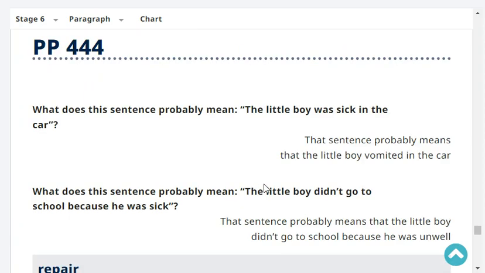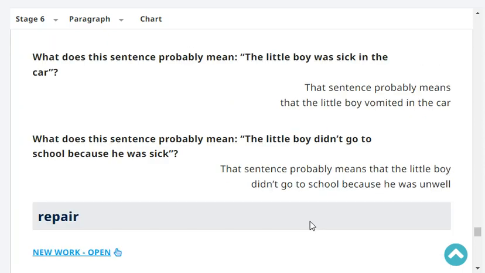Very good. What does this sentence probably mean? The little boy was sick in the car. That sentence probably means that the little boy vomited in the car.